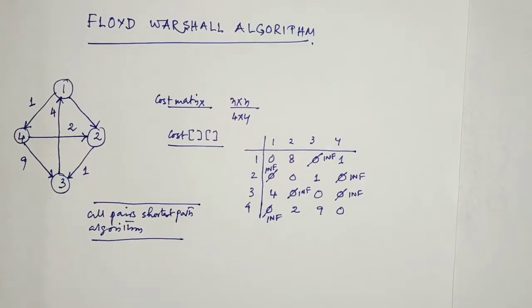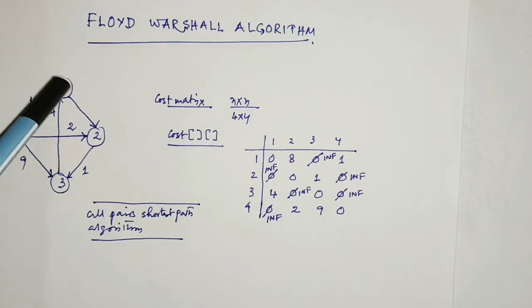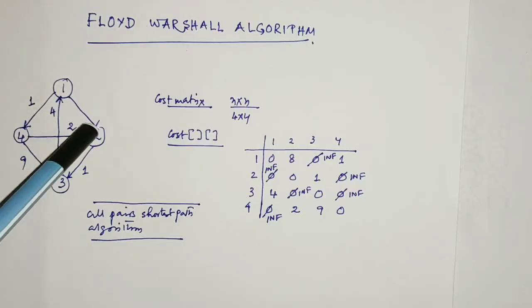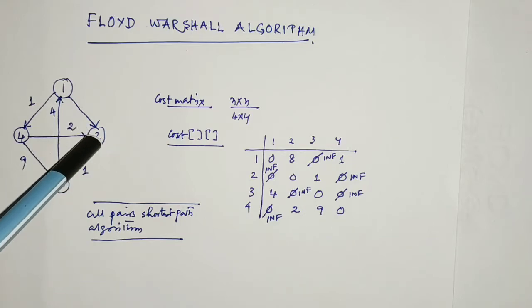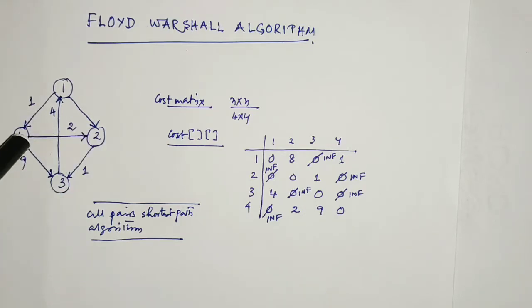That means if you have been given a weighted directed graph, vertex 1 may be the source and you can calculate the shortest path from 1 to 2, 1 to 3 or 1 to 4. Even vertex 2 can be the source, and using vertex 2 you can calculate the shortest path from 2 to 1, 2 to 3, 2 to 4. Similarly you can consider 3 as a source vertex and calculate the shortest path from 3 to the others, and 4 can be considered as one of the sources and you can calculate the shortest path from 4 to the others.